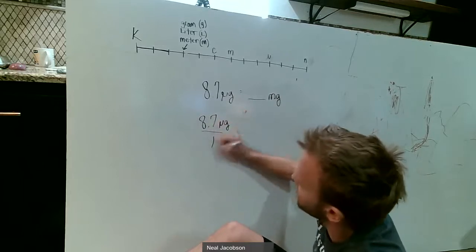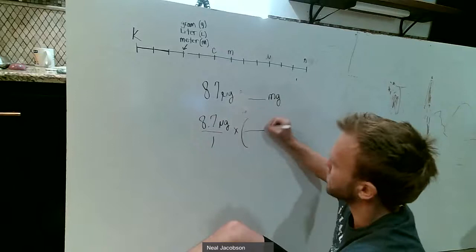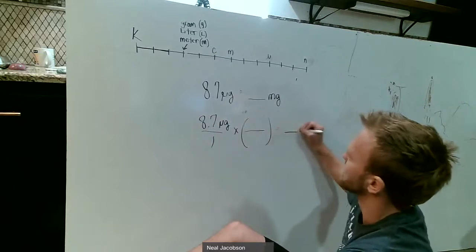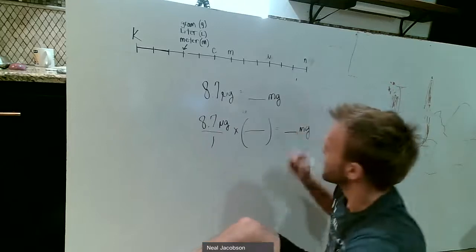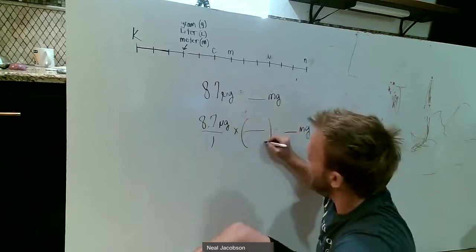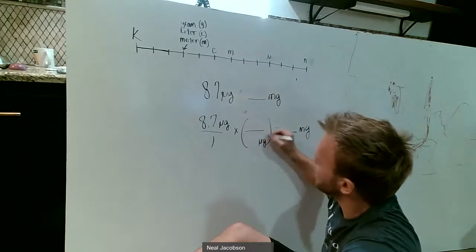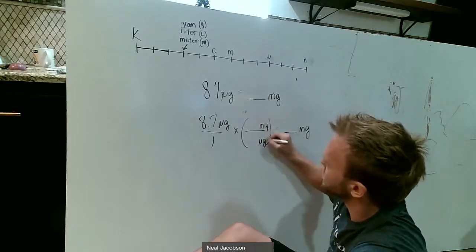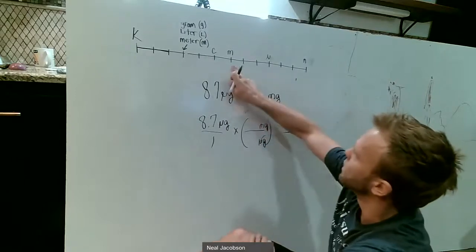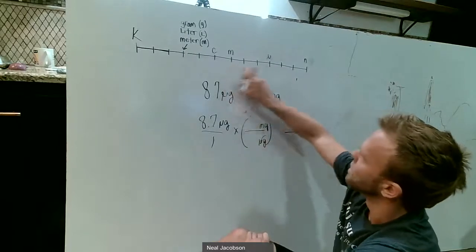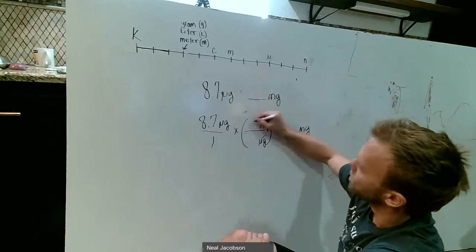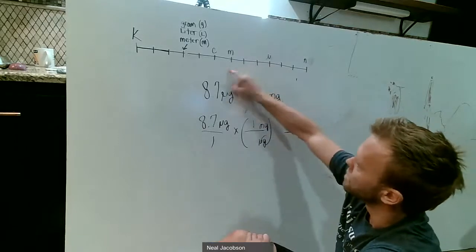Micrograms over 1 multiplied by some conversion is equal to some number of milligrams, right? Okay, good. I see myself. All right, so we got micrograms on the bottom. That's to cancel out. And we want to put milligrams on top. Now we just have to figure out milli to micro, right? Which one's bigger? Milligrams seems bigger. So I'm going to need 1 milligram and talk about how many micrograms are in it.